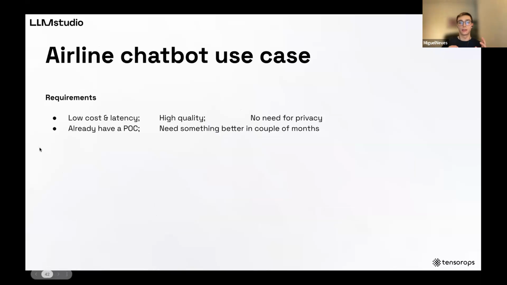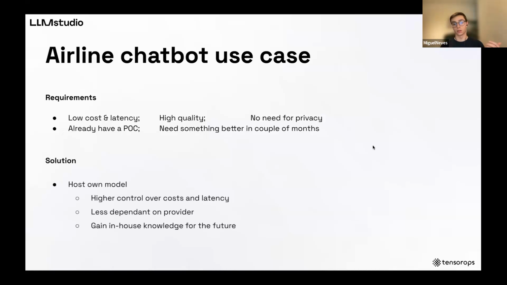Let's take a look again at the airline chatbot. We have some requirements. So we need low cost, low latency, high quality of answers, but there's no need for privacy. For sake of argument, let's say we already have a POC. We worked with OpenAI, we built a quick demo, it's working. We need something better now, but we do have some months for development. Now, one possible solution, and I do want to highlight this as being possible solutions because there are more than one, would be, in fact, to host your own model.